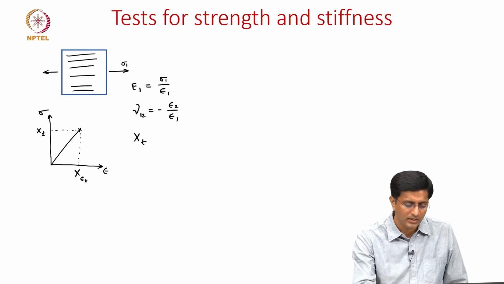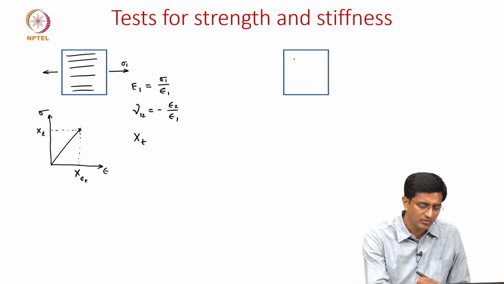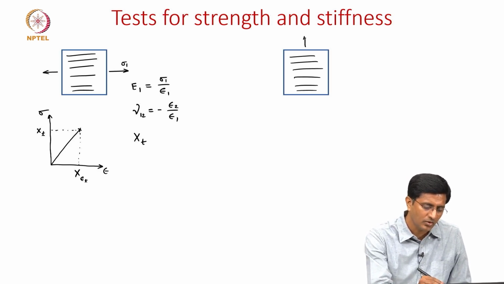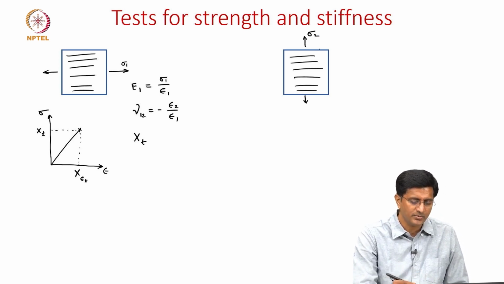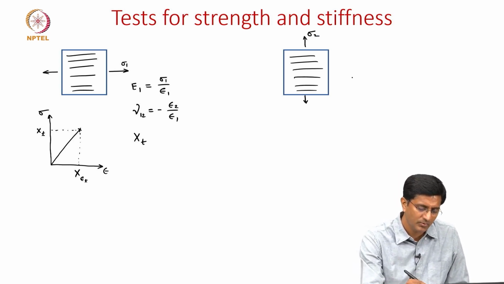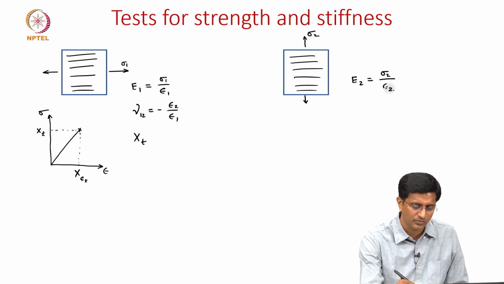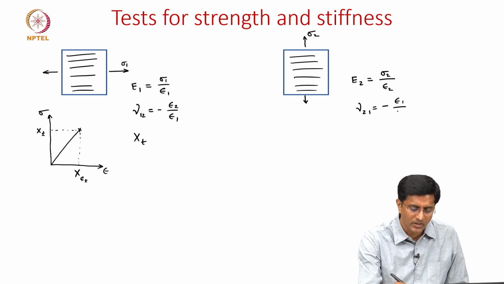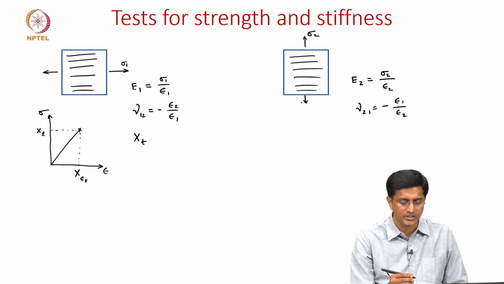Similarly, we can do another experiment with the same material where the fibers are in the x direction. Now we can apply the load in the perpendicular direction. Let's say this is sigma 2. From this experiment, what are the things we can find? We should be able to find E2. E2 is simply sigma 2 by the strain in that direction, which is epsilon 2. And then we can also find Poisson ratio nu21, which is given as epsilon 1 by epsilon 2 when we are loading it in the second direction.